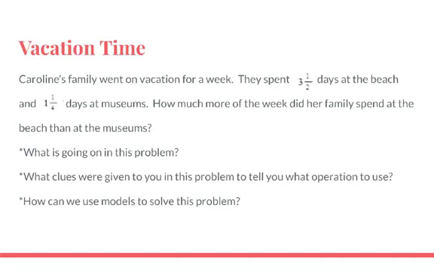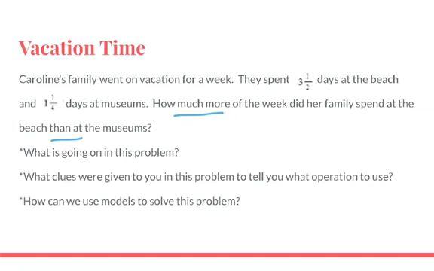What clues were given to you in this problem to tell you what operation to use? Well, I look at my question, which is how much more of the week did her family spend at the beach than at the museums? And I see a "how much more than" phrase. And usually that means I have two different numbers that I'm going to be comparing and finding the difference between. So that tells me that it's going to be 3.5 minus 1 1/4.